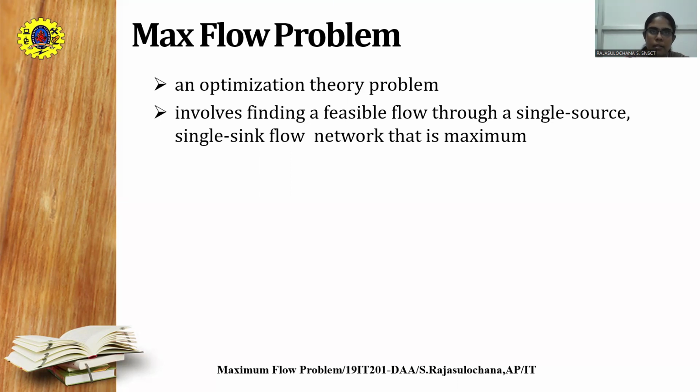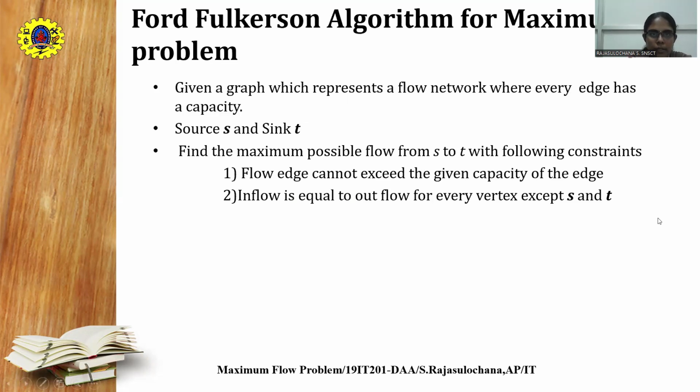As we have discussed earlier, this max flow problem is an optimization theory problem. So this is particularly used for finding the feasible flow from a single source to a single target network, and this flow that is found will be the maximum flow. So as I said before, this is solved using Fulkerson algorithm. So given a graph, this graph represents the flow network where every edge has a capacity. So we will mention the weight of the edge, right? So that weight represents the capacity of that particular edge.